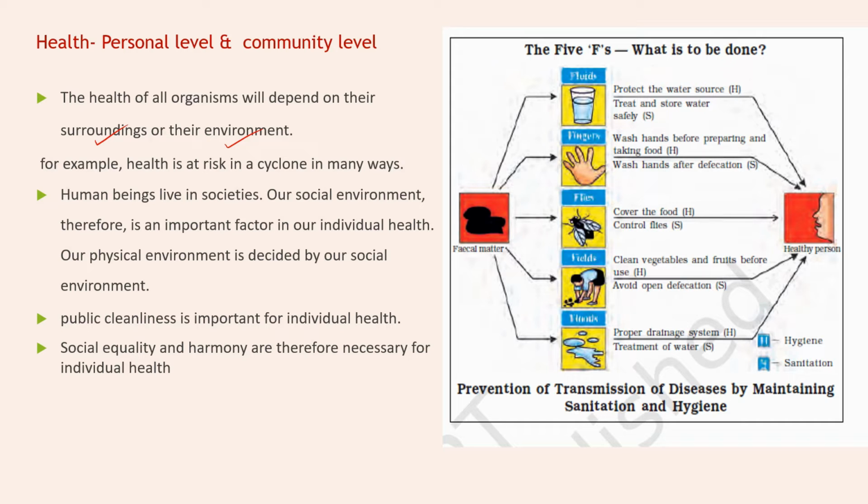Human beings live in a society. Our social environment, therefore, is an important factor in our individual health. So the social environment is equally important, whether it is good or not. That means whether you are surrounded by positive people or negative people is going to affect your mental health. Our physical health is affected by our mental health: if mentally we are not fit, then it is going to affect our physical health also.